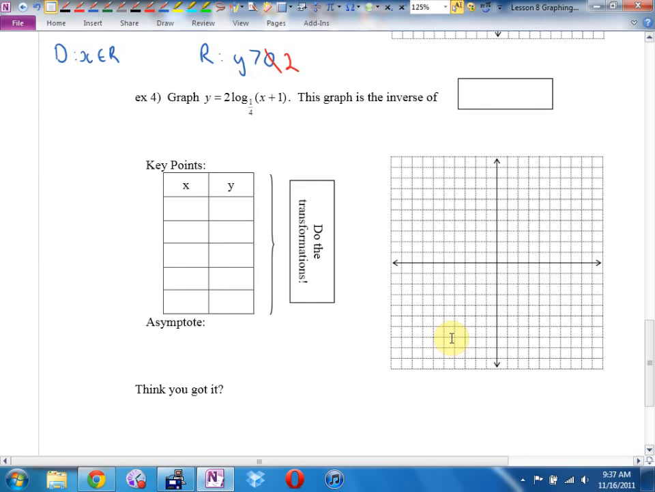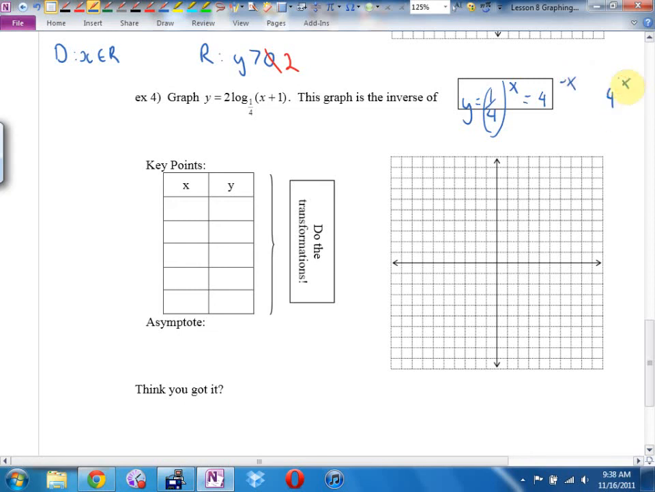This is about as tricky as I'll throw at you, probably. Graph that. Well, this graph is the inverse of that. Steph, what do you like about that one there? Okay, you know what? It's really the inverse of that, which is this with a horizontal reflection. Is that okay?